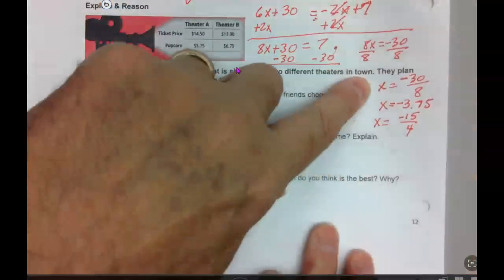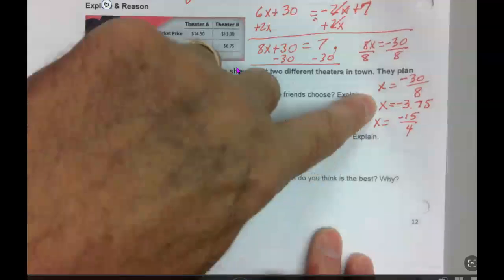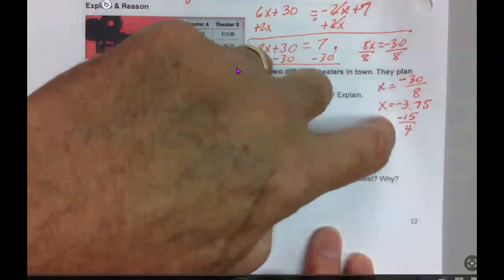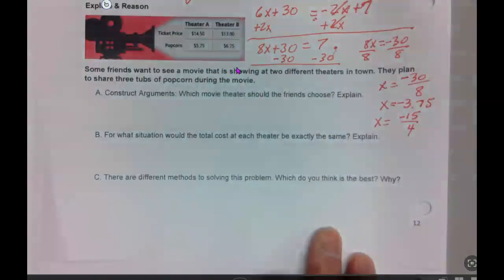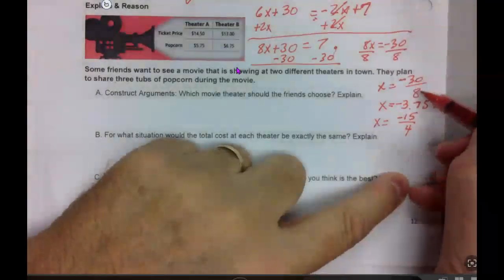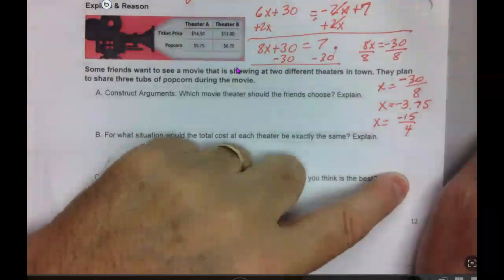We started with negative 30 over 8, but when you change it to a decimal, then change it back to a fraction, what's the difference between those two? We got negative 30 over 8, negative 15 over 4. What's the difference? Anybody know? Yeah, we reduced this fraction. We divided both of them by 2. Okay? Right? We reduced it.